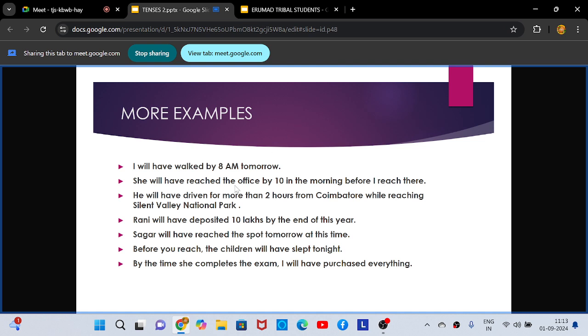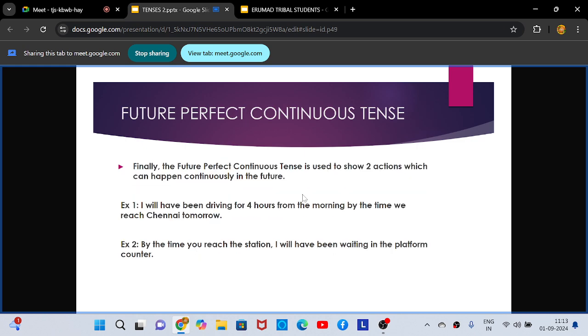Okay. So here you can see that all the sentences are in future perfect tense. Now finally moving to the last tense, future perfect continuous tense. Future perfect continuous tense is very rarely used. It is a tense we don't use much. But we should still know it, right? What is future perfect continuous tense?